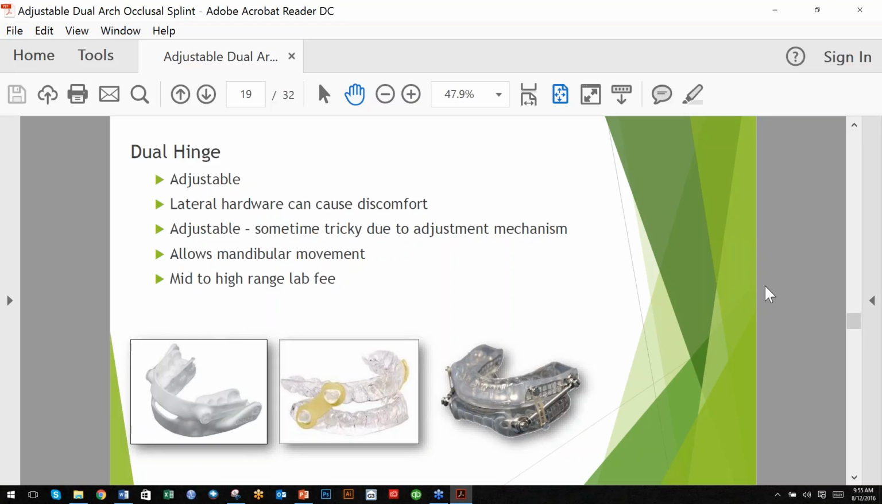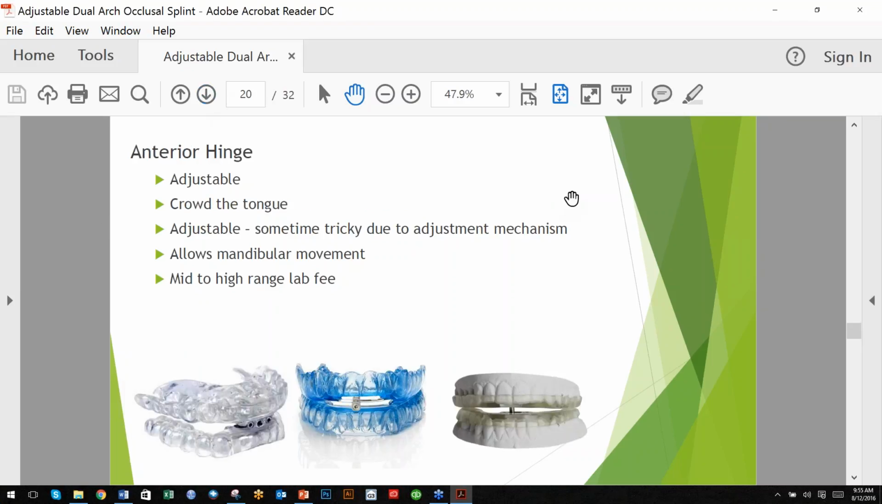All right, so I'm going to pause again here and see if there, it doesn't look like we have any questions. Okay. All right, so we're going to talk about anterior hinge next. The silencer that I mentioned earlier, that was an anterior hinge. And you know, again, they're all adjustable. I should have just said all sleep apnea appliances need to be adjustable. The anterior hinge, when the silencer was created 25 or 30 years ago, we didn't have the understanding that we have now on the role that the tongue plays in compromising the airway.